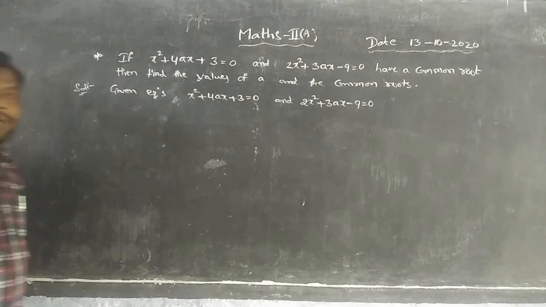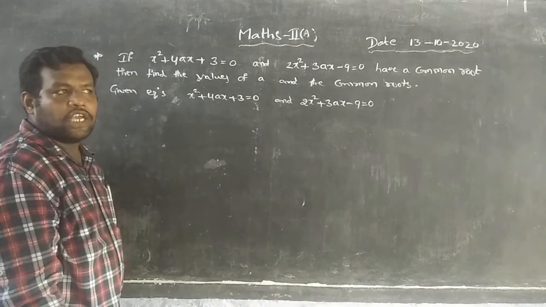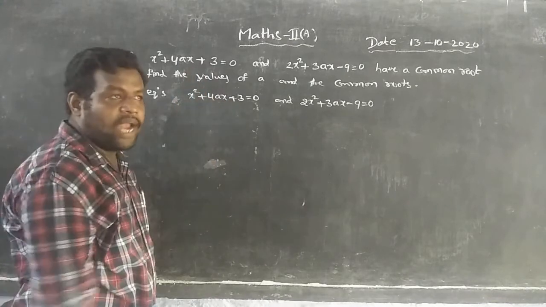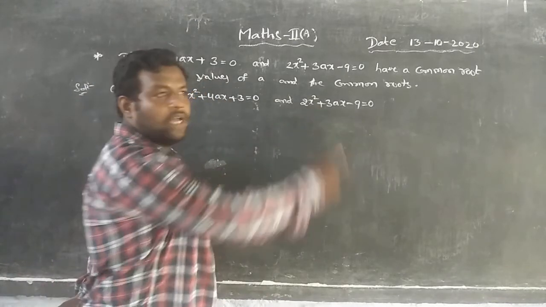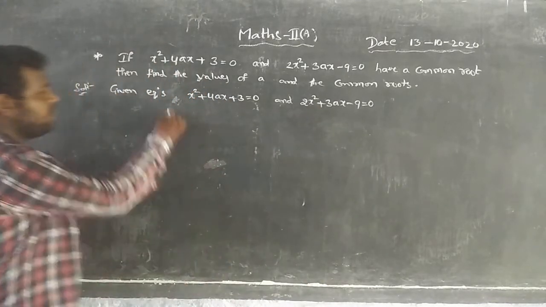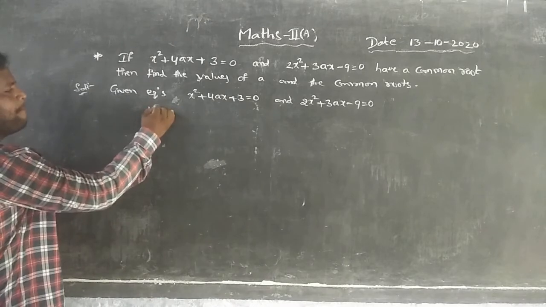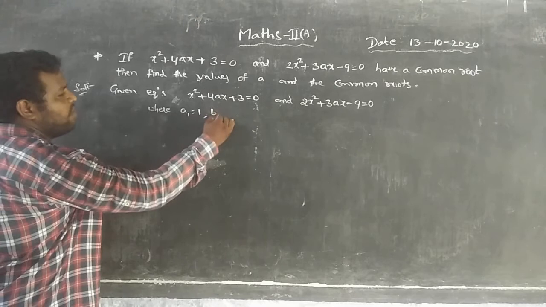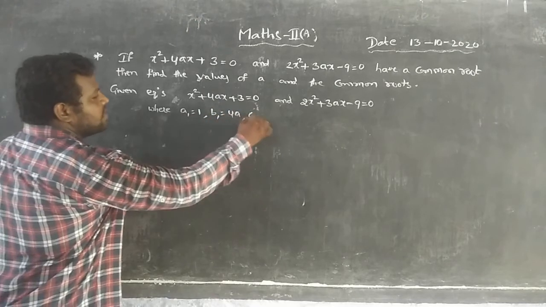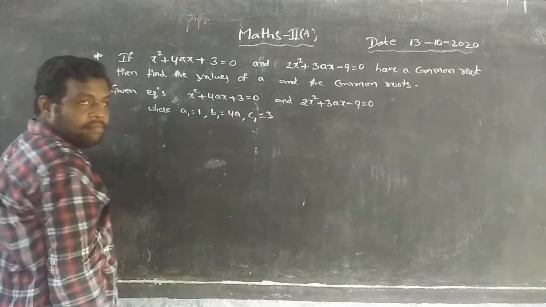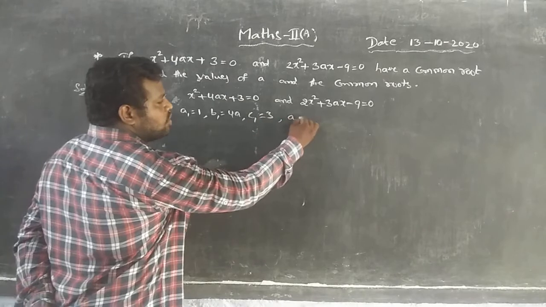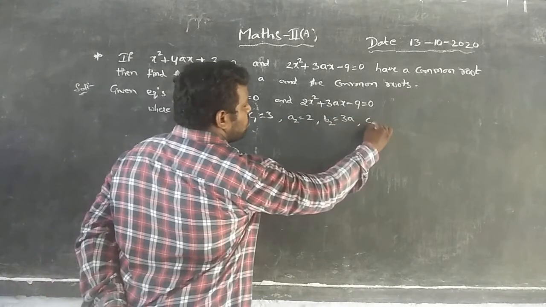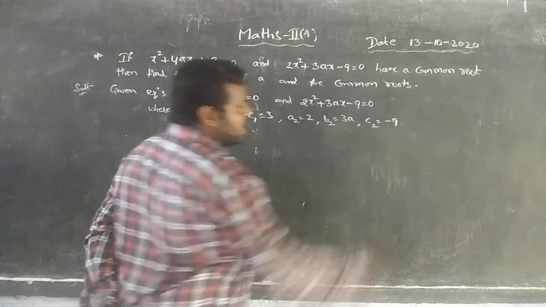These two equations, comparing with general quadratic equations a1x square plus b1x plus c1 equal 0 and a2x square plus b2x plus c2 equal 0, where a1 is equal to 1, b1 is equal to 4a, c1 is equal to 3, a2 is equal to 2, b2 is equal to 3a, c2 is equal to minus 9.